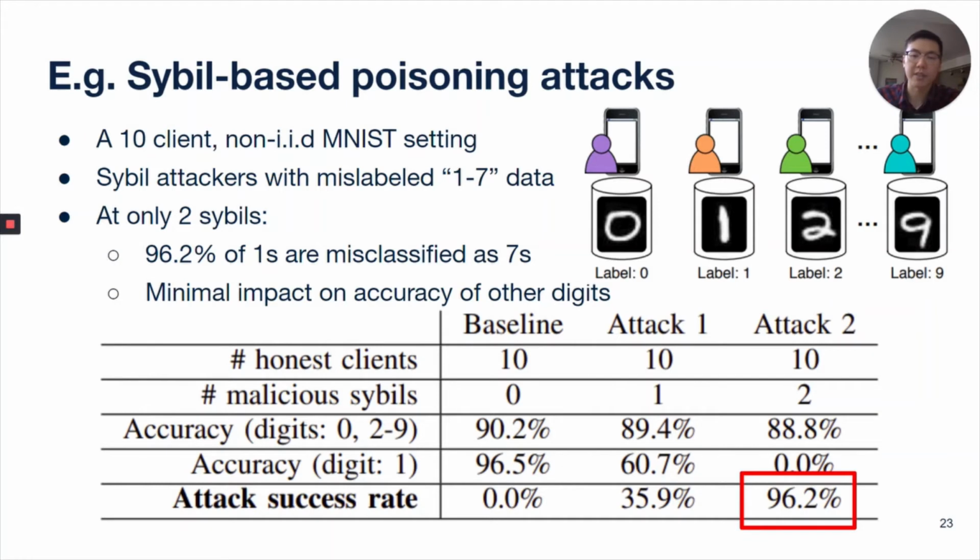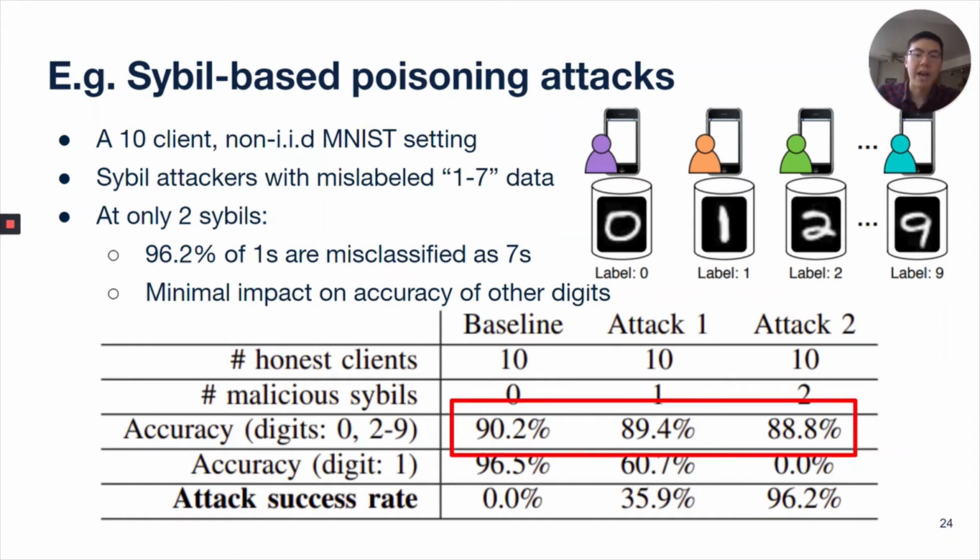96.2% of ones are misclassified as 7s in the final model. Additionally, you'll notice that the accuracy of digits that are not 1 are minimally changed. The accuracy only drops from 90% to about 88.8%. And this is one of the things that makes poisoning attacks or targeted poisoning attacks very difficult to detect. In MNIST, there are 10 classes, so this may be easy, but in larger machine learning models where there are hundreds or thousands of classes, it will be difficult to detect these attacks at scale.